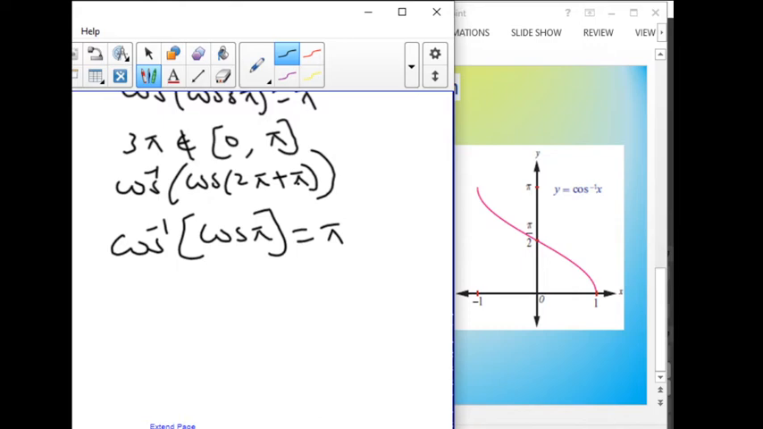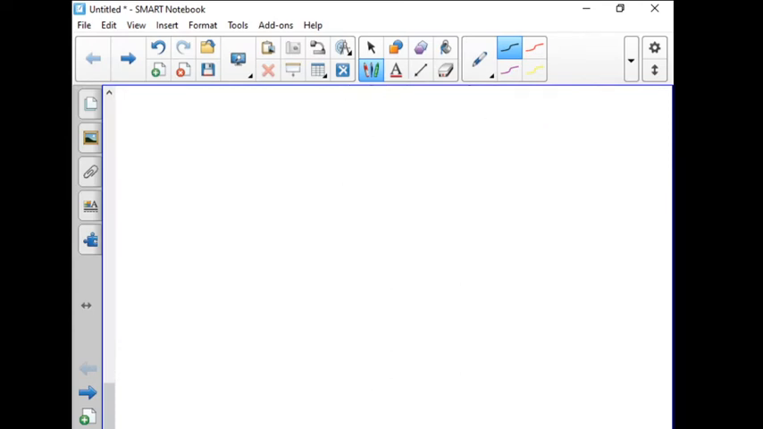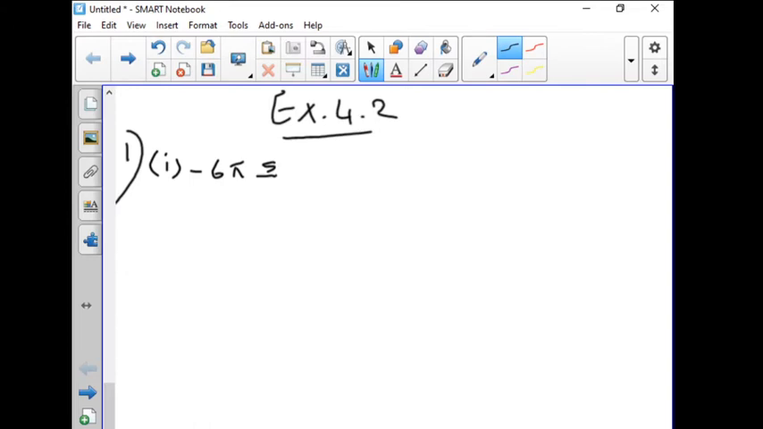Exercise 4.2. First question. Find all values of x such that, first one, minus 6 pi less than or equal to x less than or equal to 6 pi, where cos x is equal to 0.